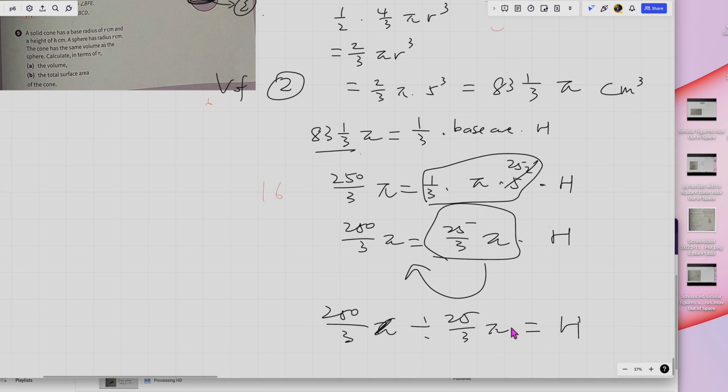So pi and pi is gone. So you only have this. I think it's 10. 250 divided by... 10. Yeah, so h is 10. That's how you get the value of h. Right? Okay. So for me, I don't care about the value so much. I care about what formula you apply. Okay, so h is 10.